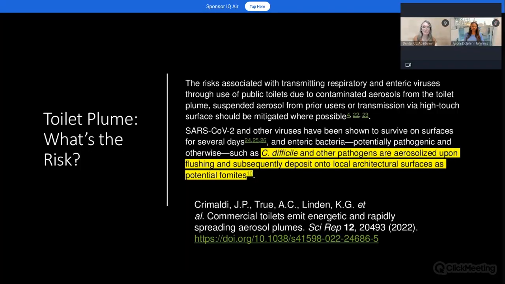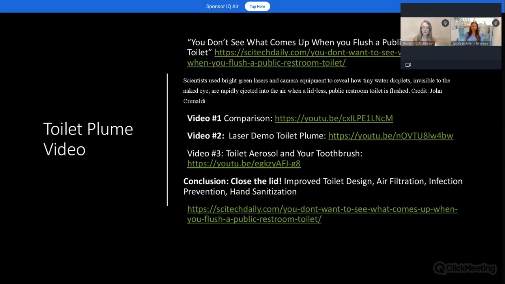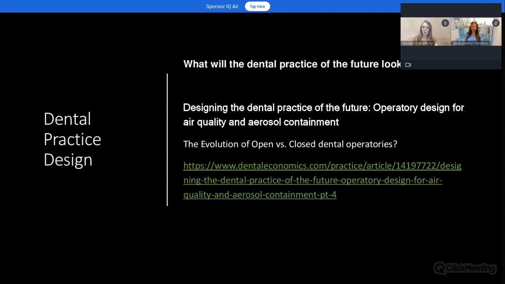So something to think about here. And there are the links, including Clostridium difficile, which can become aerosolized. So we have a few. The toilet here was important for me to share with you.